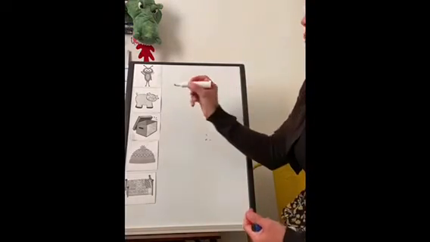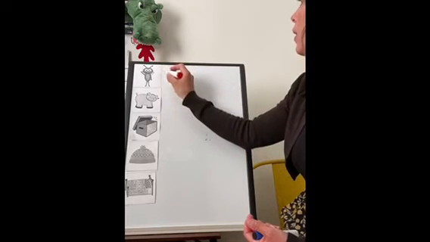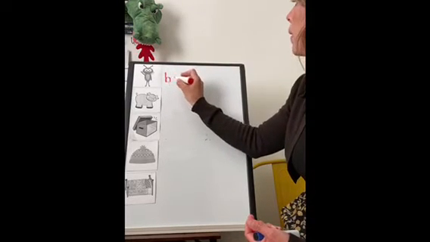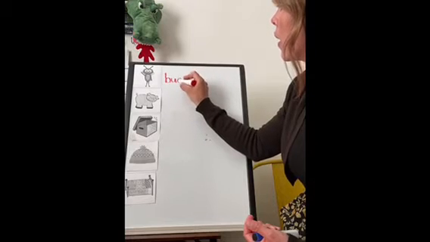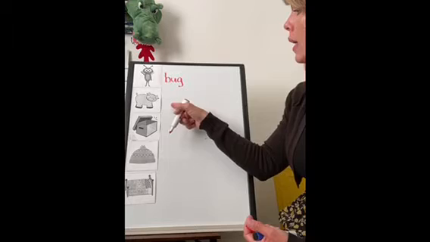So first we have bug. So I hear b, ugh. That's b, ugh. Pig, p, ig.